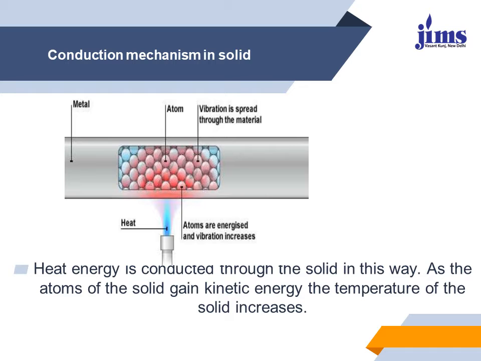This diagram shows that when we heat a metal rod, it gains temperature, and due to the temperature gradient, the molecular energy, that is lattice energy, increases continuously, and the molecules vibrate in their places and transfer heat from one place to another. In this diagram, heat energy is conducted through solids in this way. As the atoms of the solid gain kinetic energy, the temperature of the solid increases.